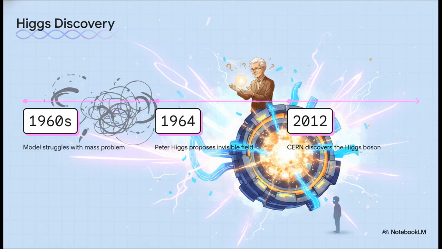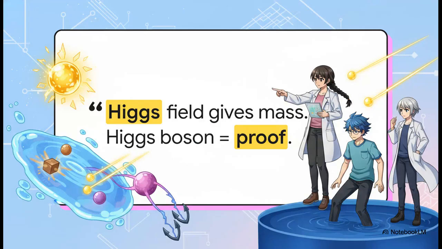Finally, in 2012, using the massive Large Hadron Collider at CERN, humanity actually found the Higgs boson. Peter Higgs himself was in the audience, wiping away tears as the discovery proved his life's work was correct. The theory was complete. So the crucial point is how this actually works in practice. The Higgs field gives mass.